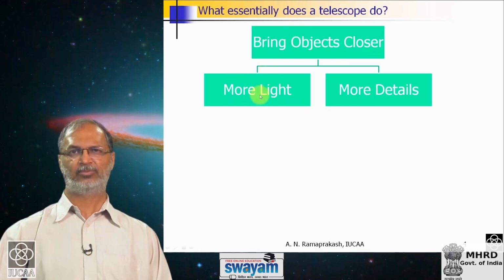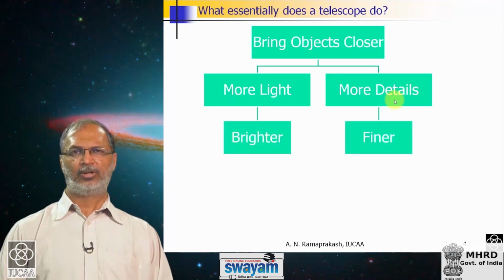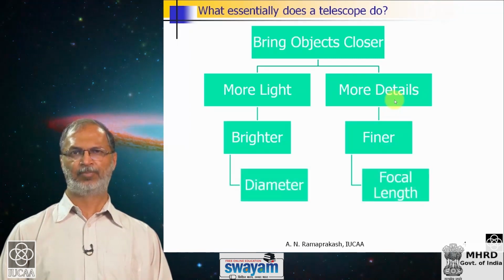You are collecting more light from that object, and you are beginning to see more details. Now, this you can translate as an object becoming brighter while looking through a telescope, and you see finer details when you look through a telescope. These are the two aspects of a telescope as far as an astronomer is concerned.